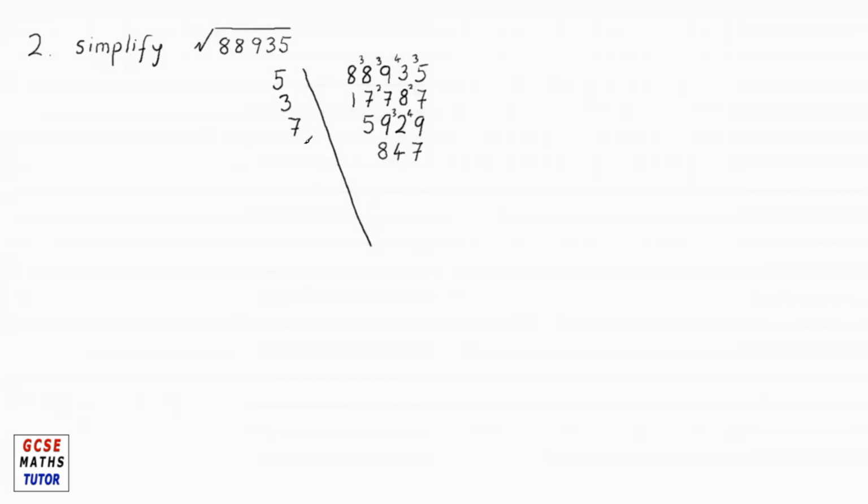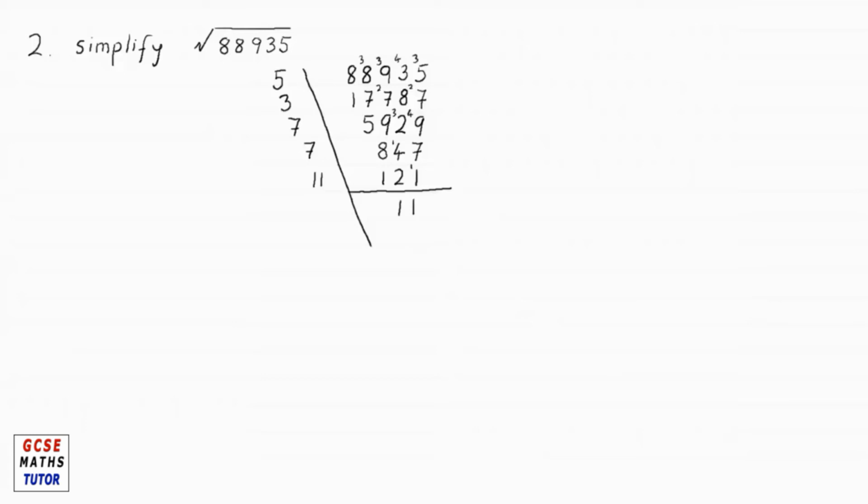So we'll try 7 again. 7s into 8 goes once, carry 1. 7s into 14 goes twice. 7s into 7 goes once. Now 121 left. We'll try 11. 11s into 121 goes 11 times.